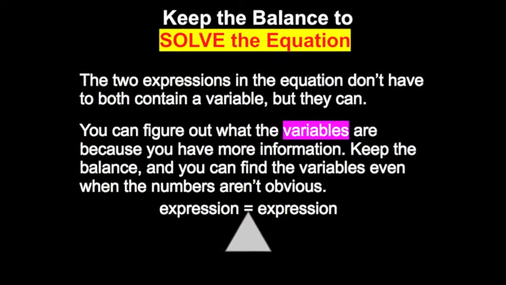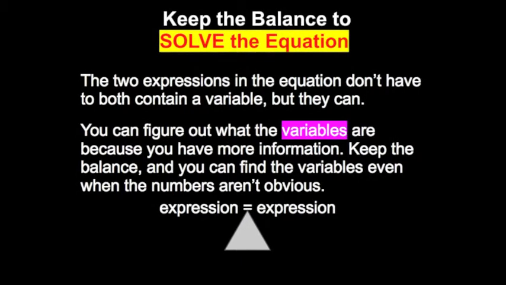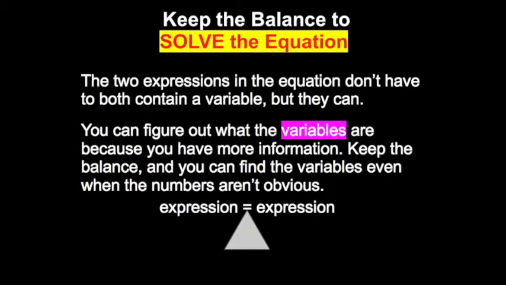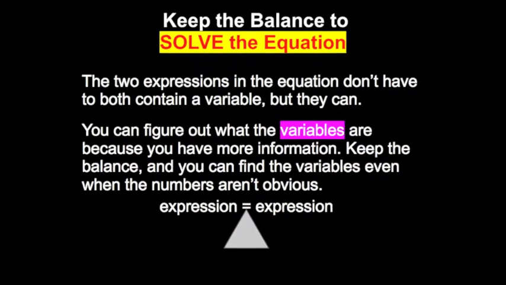The two expressions in the equation don't have to both contain a variable, but they can. You can figure out what the variables are because you have more information. Keep the balance, and you can find the variables even when the numbers aren't obvious. That's what we're doing. An expression equals an expression. Keep the balance.